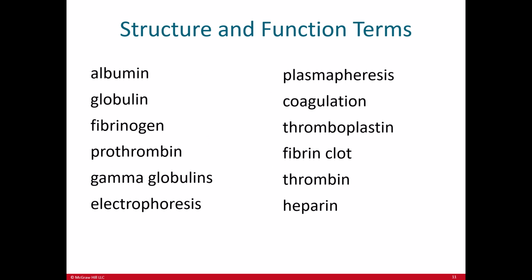Structures and function terms. So we have albumin, globulin, fibrinogen, prothrombin, gamma globulins, electrophoresis, plasmapheresis, coagulation, thromboplastin, fibrin clot, thrombin, and heparin.